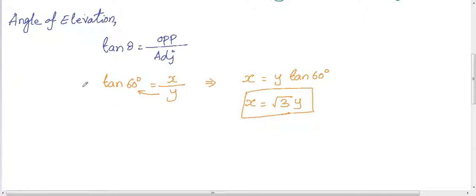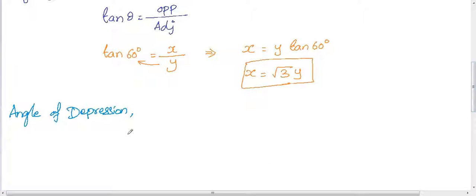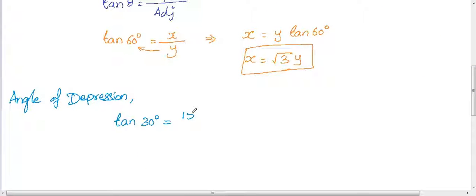Okay. Now take the angle of depression. See here, in the angle of depression, the angle is 30 degrees, where the opposite side is 15 and the adjacent side is y. So tan 30 degrees is equal to the opposite side, 15 meters, divided by y, so 15 divided by y.